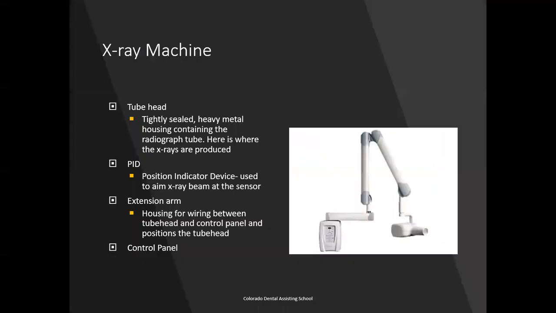This is a picture of an X-ray machine. You can see the tube head, the position indicating device, and also the extension arm. The control panel will either be on the inside with the machine or the outside of the room.